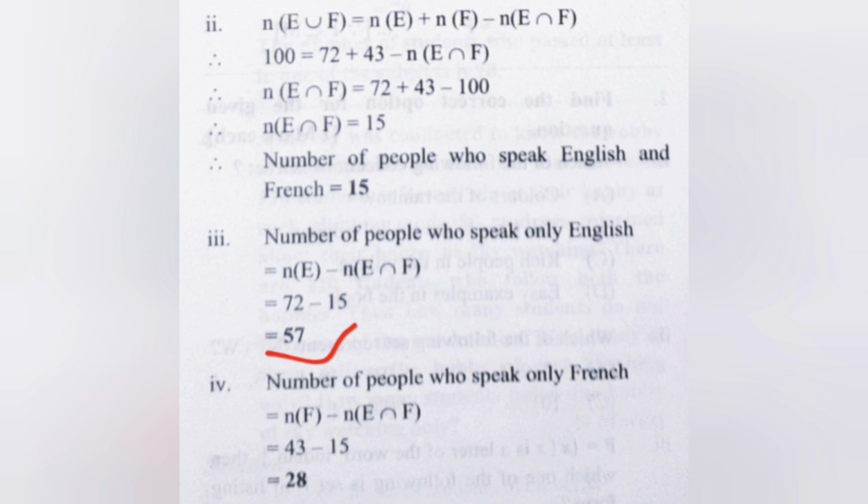Next, similarly, we will find the people who only speak French. That is number of F minus number of E intersection F. That is 43 minus 15. Okay, so this was easy.